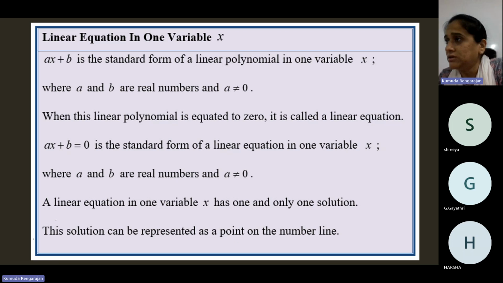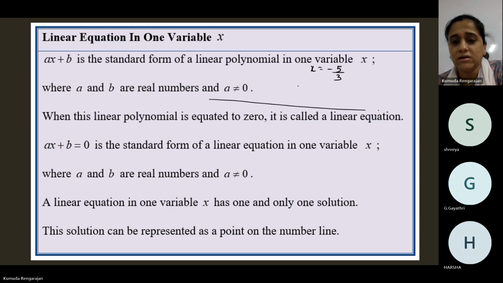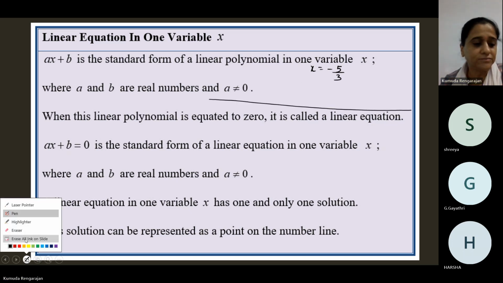Now, this solution can be represented geometrically. Geometrically, the solution to the linear equation in one variable x is represented by a point on the number line. Now, here we got x is equal to minus 5 by 3, right? So let's represent this on a number line. Draw a number line.